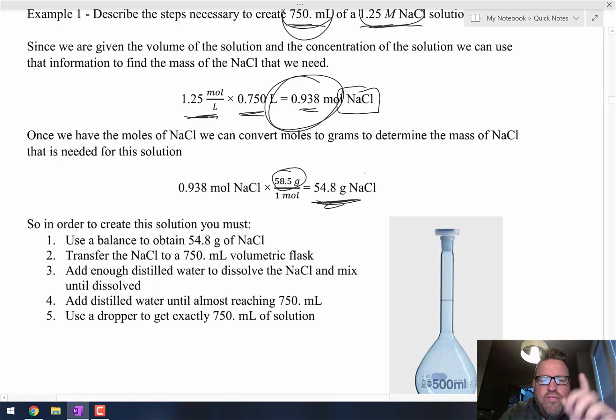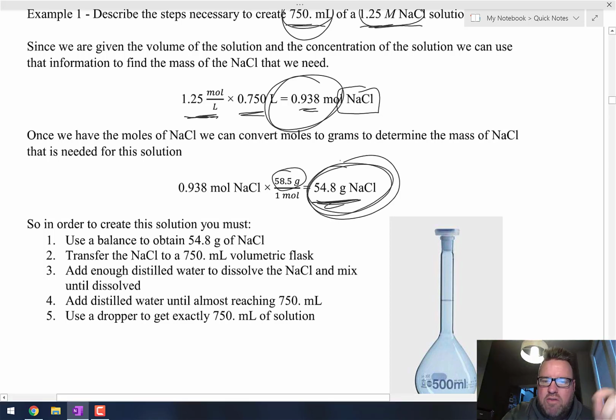Now, that's one of the things I'm going to look for. If I ask you a question like that on a quiz or a test and I say, tell me the steps to make this, one of the things I'm going to look for is, do they have the correct amount of the solute? Remember, NaCl is the one getting dissolved, so it's the solute. That's the first thing I'm going to look for, and really, everything after that is pretty straightforward.